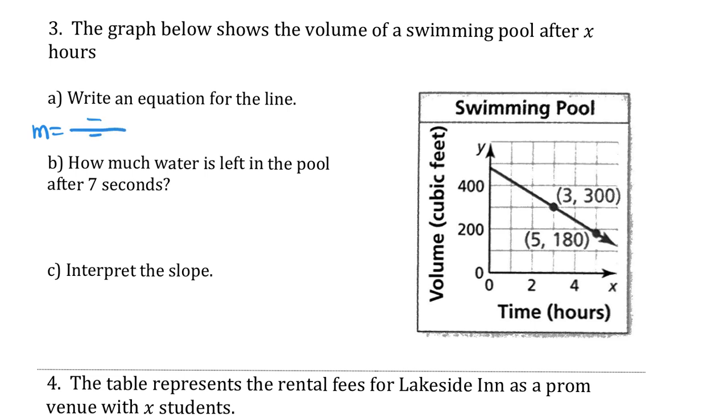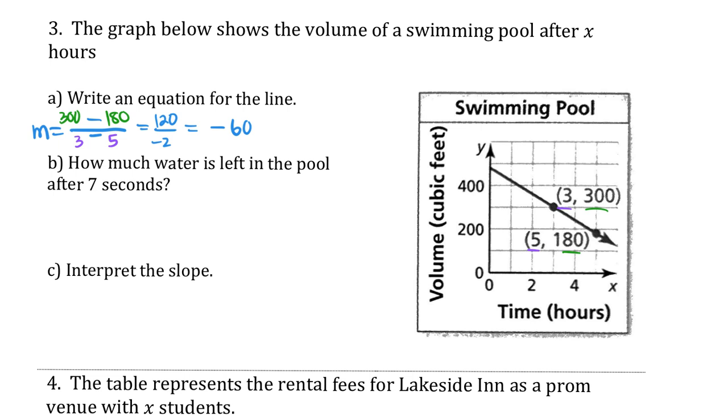Okay, y minus y over x minus x. Okay, 300 minus 180 is 120. Divided by -2 is -60. Okay, and I got a negative slope, but the line is going downhill, so that actually looks correct. If I got a positive slope, I would actually be more concerned.